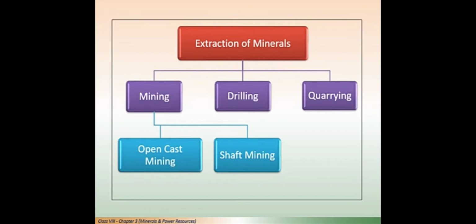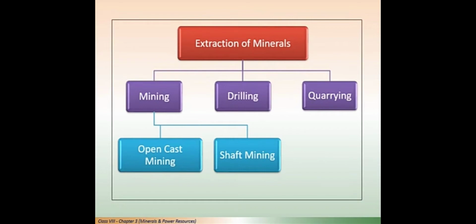Mining is divided into open cast mining and shaft mining. What is meant by open cast mining? In this, the minerals lie at a shallow depth. Shallow means very low depth, so we can remove the surface layer and take the mineral out. That is called open cast mining. What is meant by shaft mining? In shaft mining, the mineral lies at a great depth. Open cast means low depth, shaft mining means deep depth. So we make bores, put in shafts, reach the mineral and take it out. This is called shaft mining.